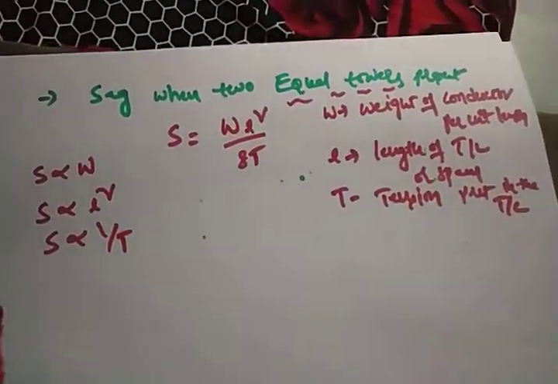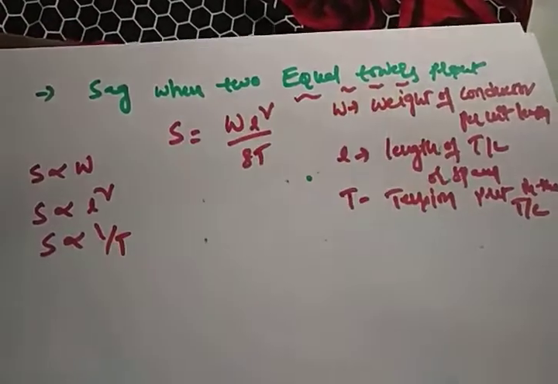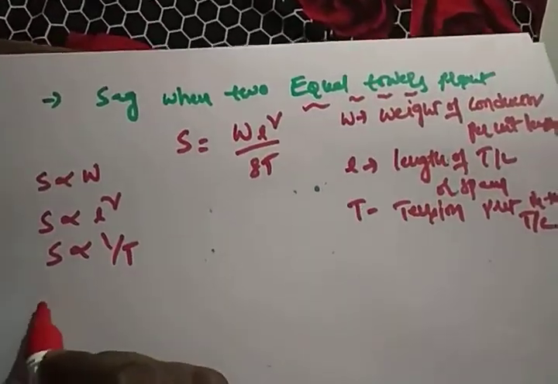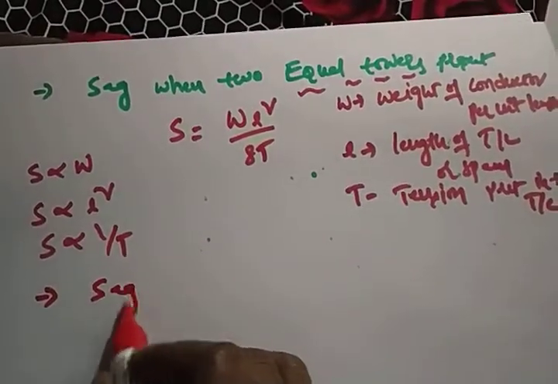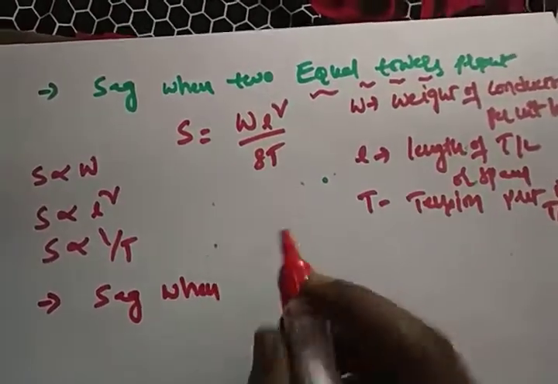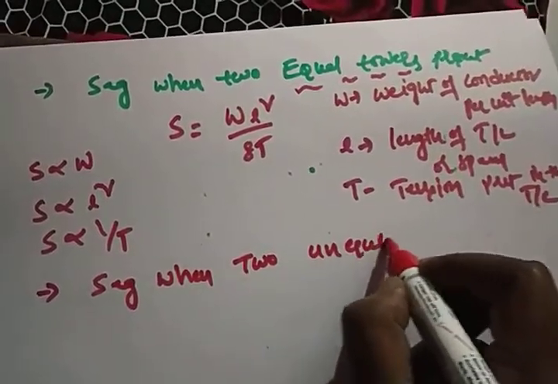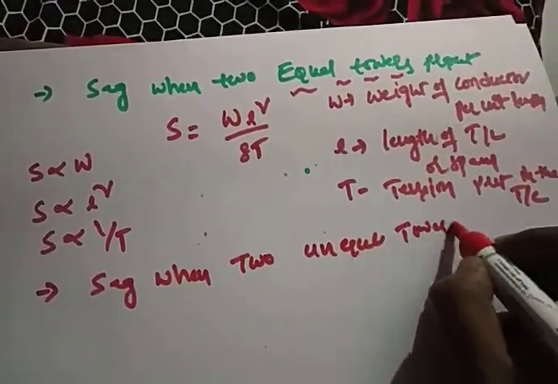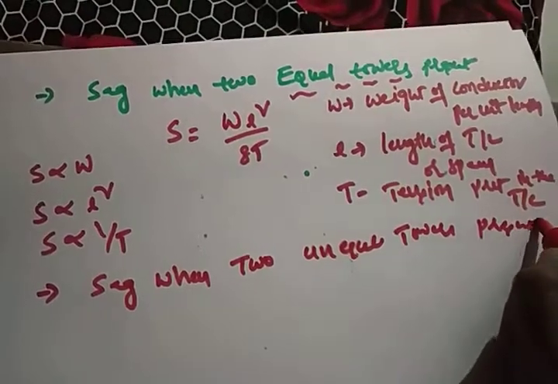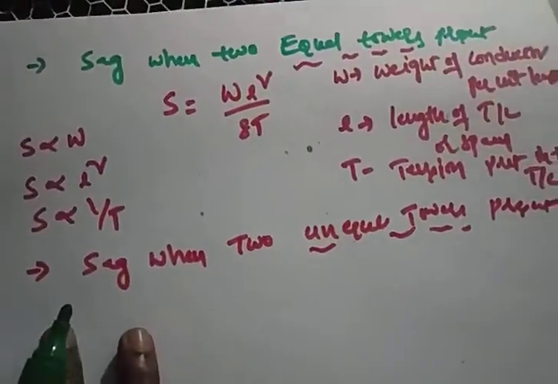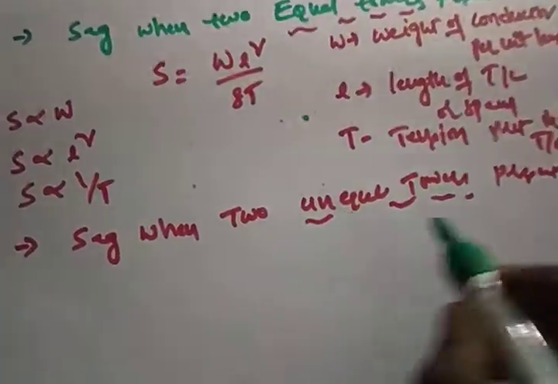For equal height towers, we discussed what a sag is and what the conditions are for sag. Now, when two unequal towers are present, you already derived the equation. So what is that equation? First you have to calculate the sag value.